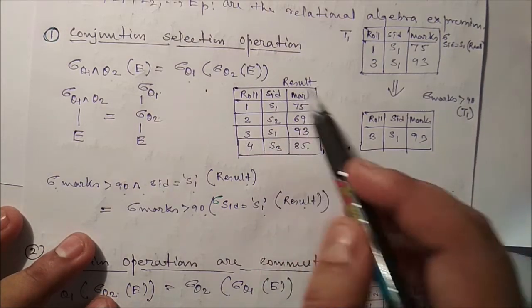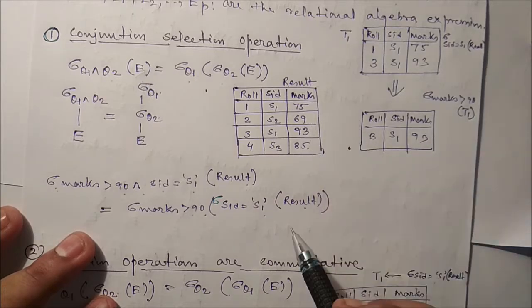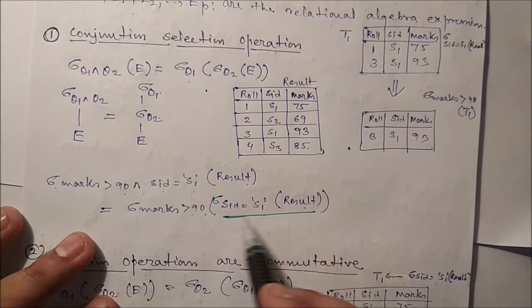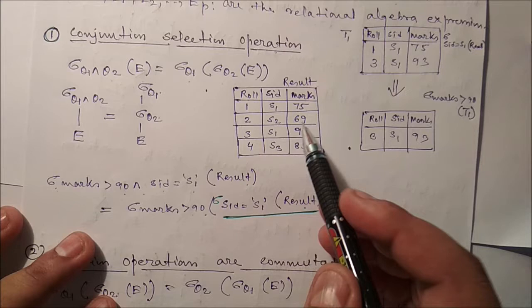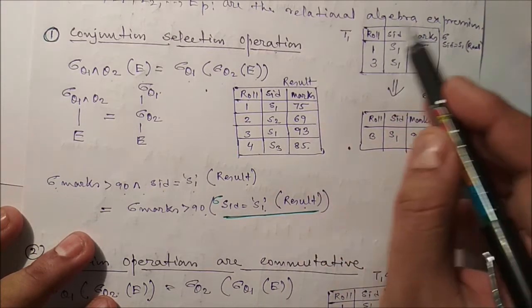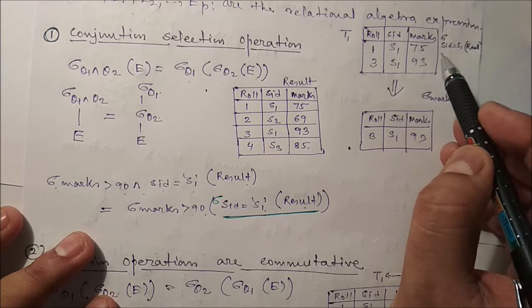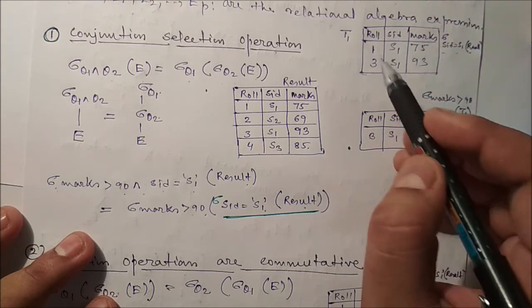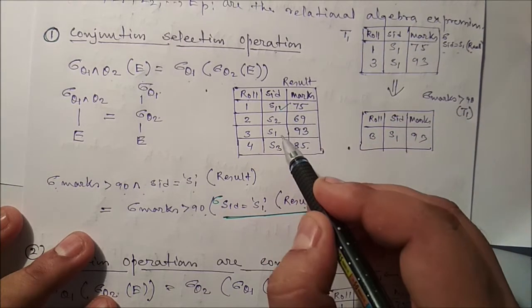You can see here, this is our result table, and first of all apply this particular rule. First of all identify the rows with subject ID S1, so we get this particular temporary table. When subject ID is S1 in the result table, here S1 is there and S1 is there. That means what?